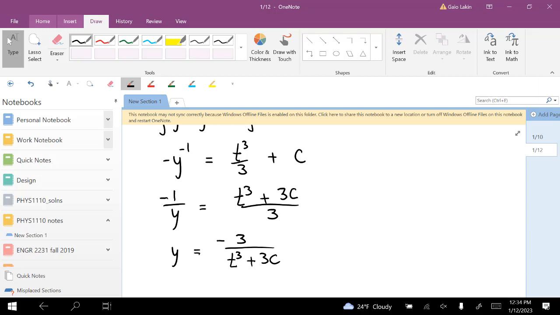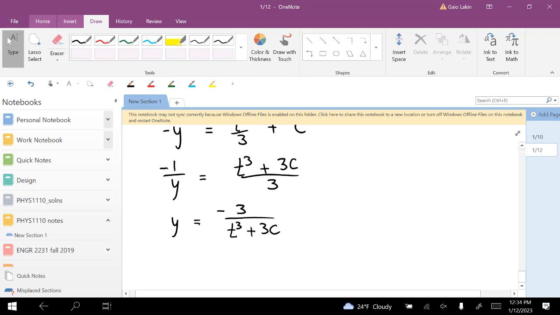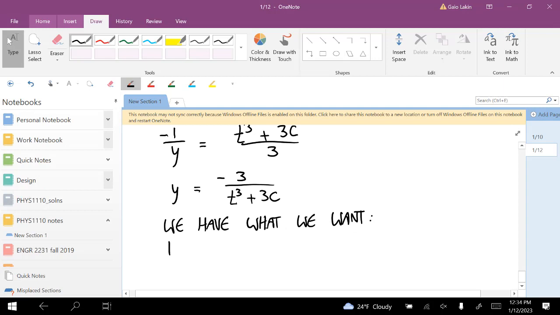Okay, so now we have what we want, and that is the dependent variable as a function of the independent variable. That's always our goal with this stuff.